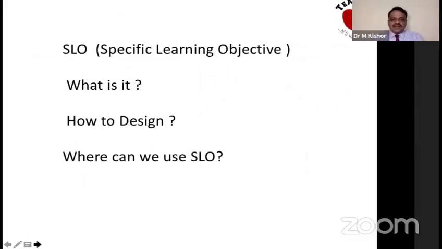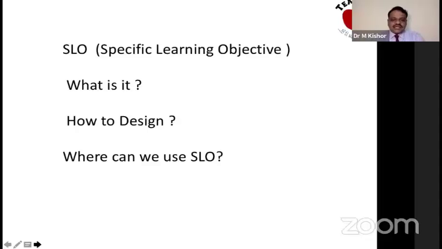Now, the question we have to answer is, what is this specific learning objective? Can we design it? And where can we use SLOs? At the start of my presentation, I have narrated exactly what we are going to learn by the end of this presentation.